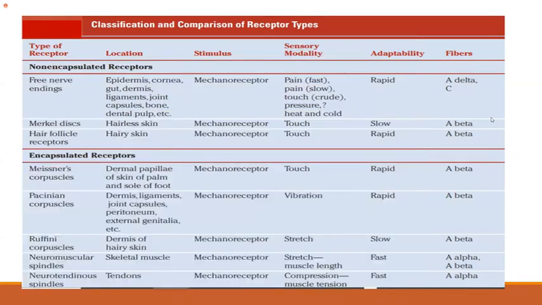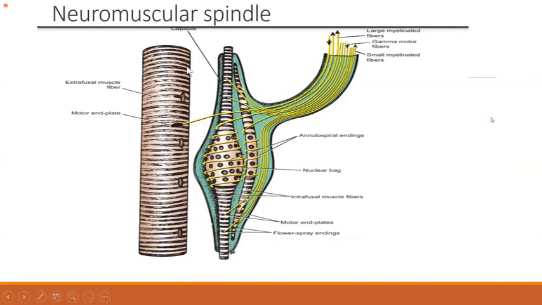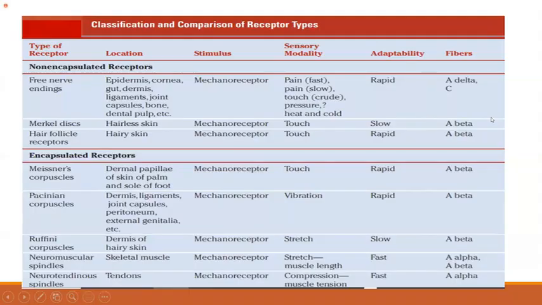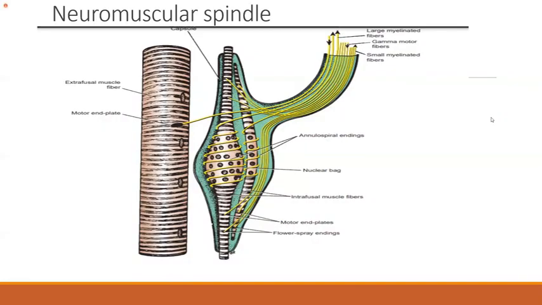Now there are two receptors which, although present in muscle, are afferent receptors: neuromuscular spindles and neurotendinous spindles, also called Golgi tendon organs. In the neuromuscular spindle, we have intrafusal fibers, which are inside the extrafusal muscle fibers, the normal skeletal muscle fibers. Interspersed between them are these intrafusal fibers. They can be nuclear bag type, which has a central protuberance and is narrow at the periphery, or nuclear chain type. Their function is to send continuous afferent impulses to the spinal cord.